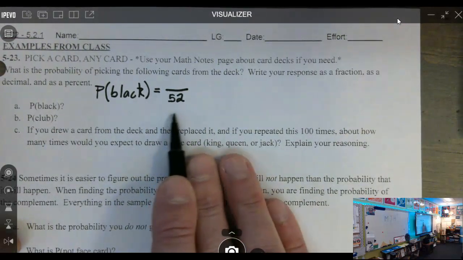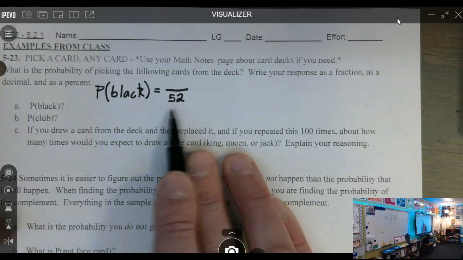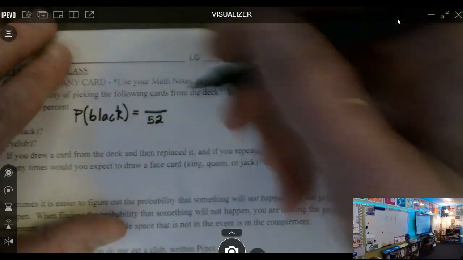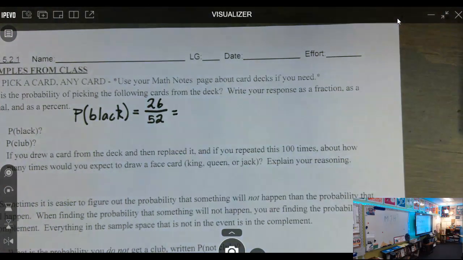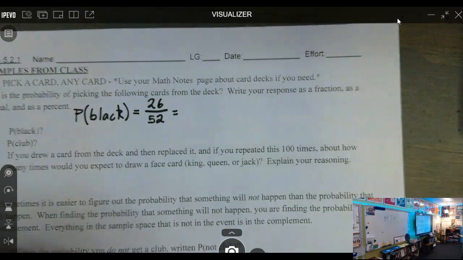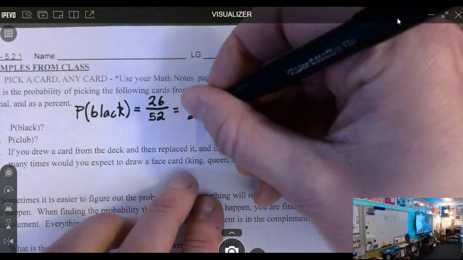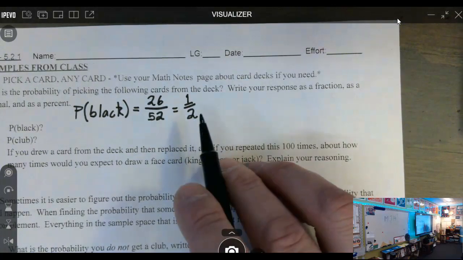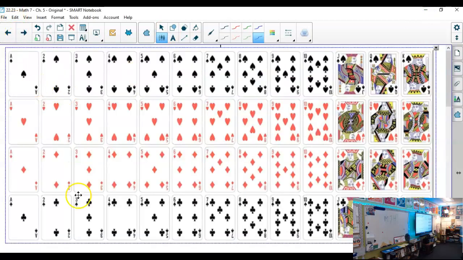So if we're looking at the whole deck, our denominator should be 52. 26. Actually, it's half. That 26 over 52 actually reduces down to half of all of your cards. Guys, that makes sense, because it's half of the cards.